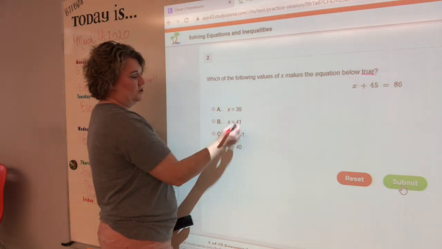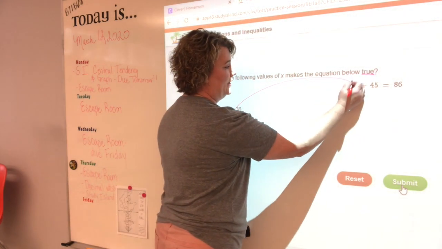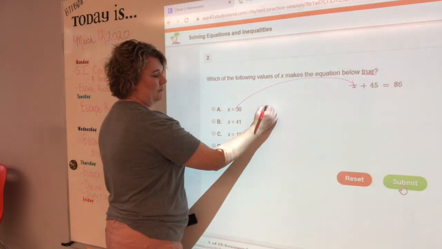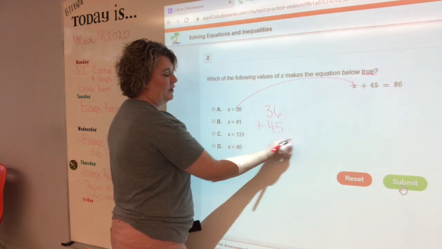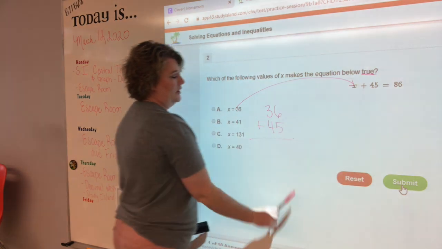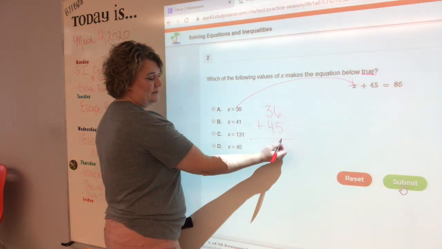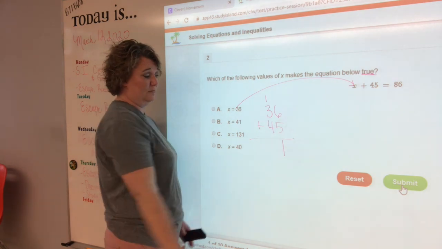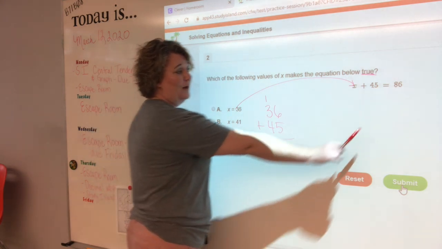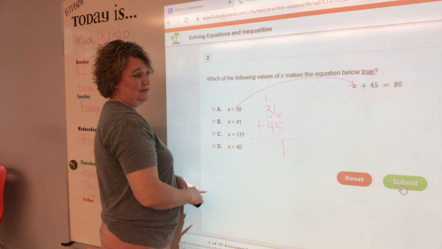So let's take this first x, and we're going to plug it in right there for that x. So that would be 36 plus 45, and we're looking for an answer of 86. So right off the bat, I know that 6 and 5 is 11, and you know what? I don't even need to finish this problem, because my ones digit is a 1, and I needed my ones digit to be a 6.